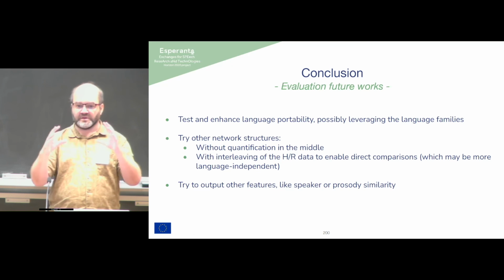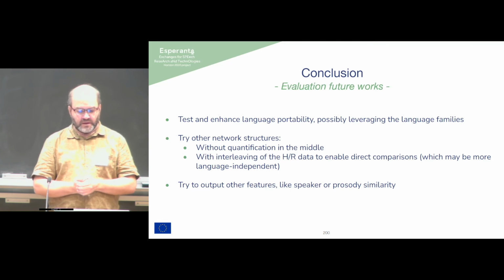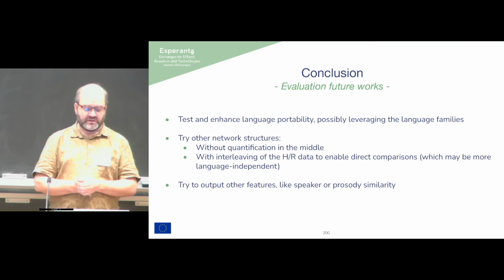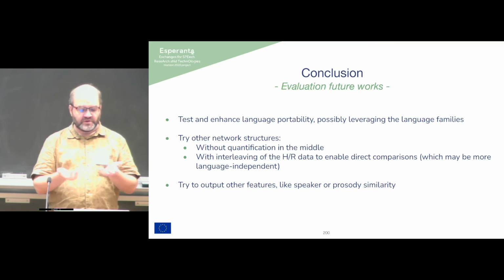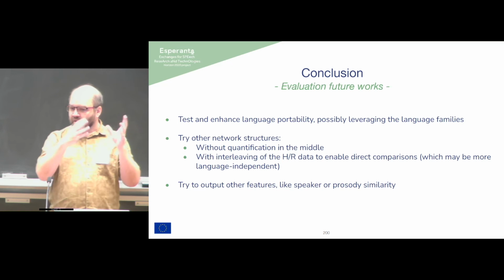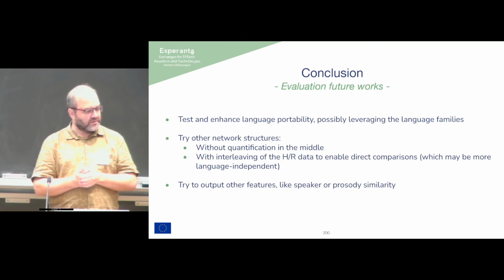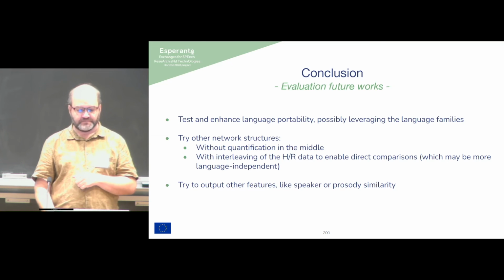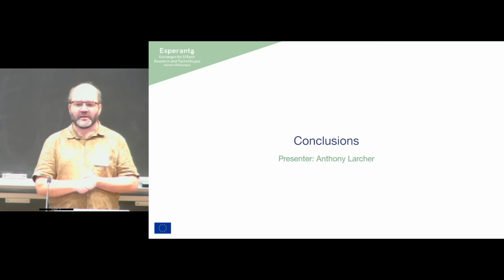And maybe even trying to interleave the hypothesis and reference features to enable direct comparison by the network, not having a pooling in the middle, but trying to have a CNN or something like that directly compute on the audio features. And if we had that working, we can even try to put other features like the speaker information, prosody, similarity, so the other axis on which we would want to evaluate the generated speech. And that was it for the evaluation part.